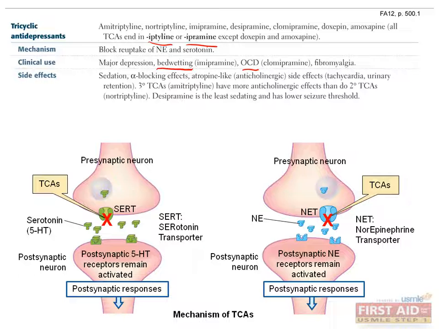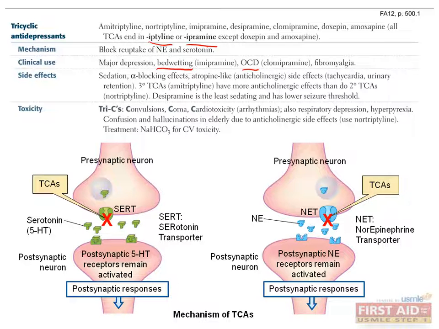They cause sedation, alpha-blocking effects, and most importantly, anticholinergic effects. The third-generation TCAs, like amitriptyline, have worse anticholinergic effects than the second-generation ones, such as nortriptyline. While anticholinergic side effects may simply show up as tachycardia or urinary retention, which may be more benign, elderly patients may actually suffer from hallucinations as a result, so it's particularly important to use second-generation TCAs for this reason.